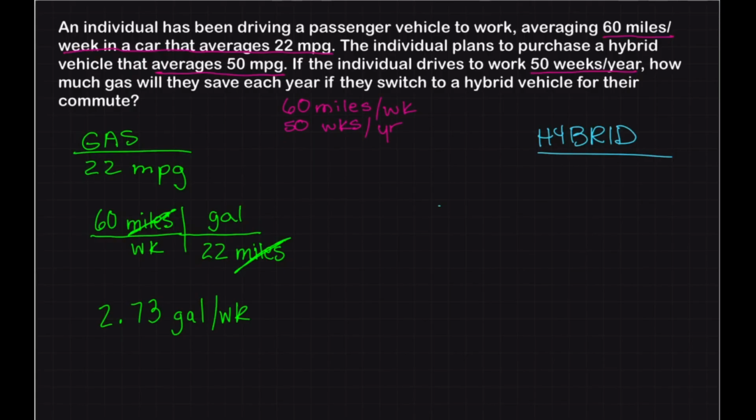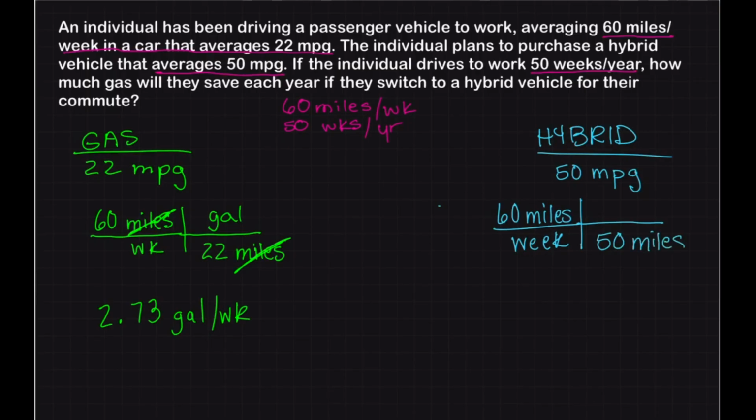So now let's talk about the hybrid car. The hybrid car is going to be 50 miles per gallon. Okay, so we're still going to do the 60 miles a week, but instead, we're going to do 50 miles per gallon. Okay, and that'll give us our gallons per week. And that's going to be 1.2 gallons a week.